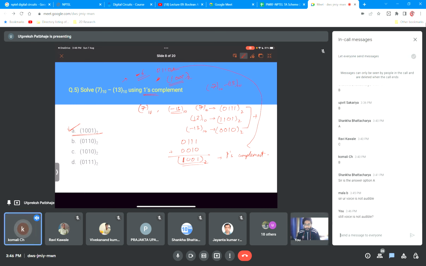Sir, answer B is wrong, na sir. Yeah, tell me why. Because if we do not get a carry, again we have to convert to one's complement. We should follow that rule for one's complement subtraction, sir. Actually, in one's complement subtraction, there is a rule: if we don't get the carry, the result is in one's complement form. If we get a carry, we have to add the carry to the MSB. So that is the rule for one's complement subtraction.